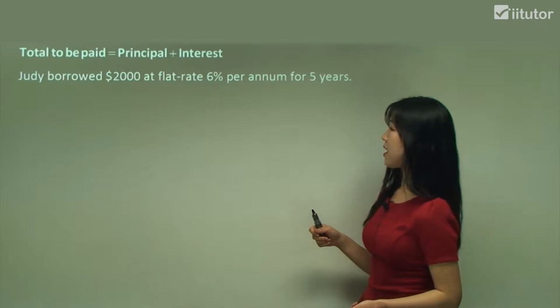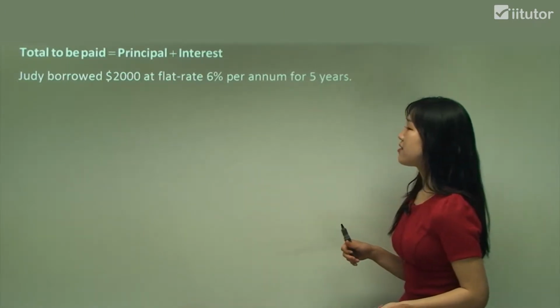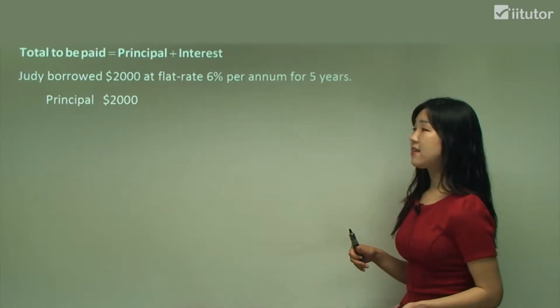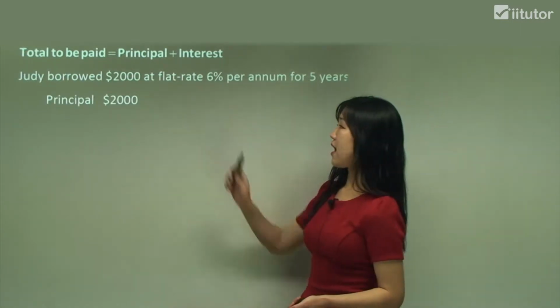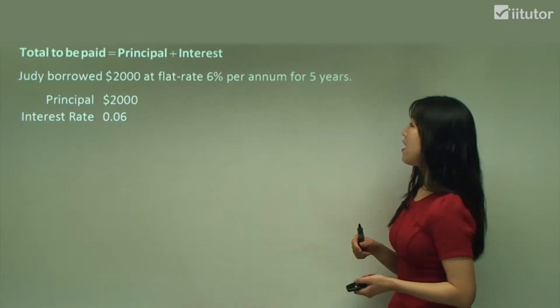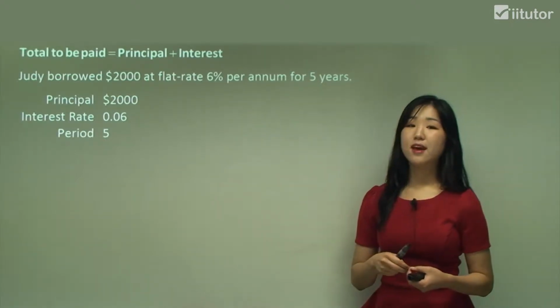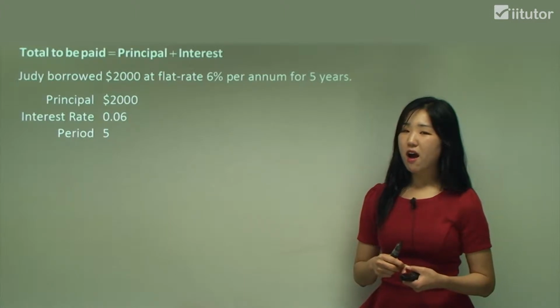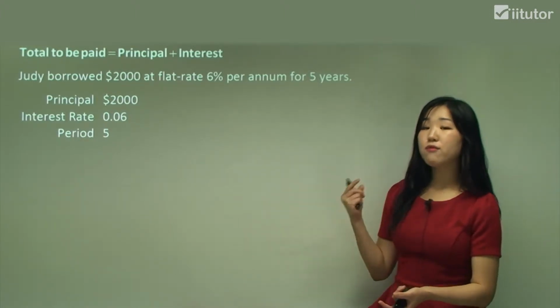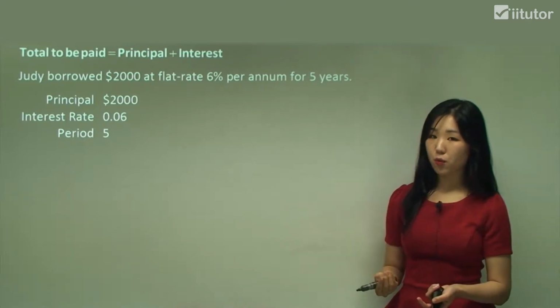So I'm going to start with an example. Juri borrowed $2,000 at flat rate 6% per annum for 5 years. And it tells us that the principal is $2,000, the interest rate is 0.06, which is just 6%, and it goes for 5 years. Now, if we are asked to find the total to be repaid for this loan, we'll first have to calculate our interest, don't we?